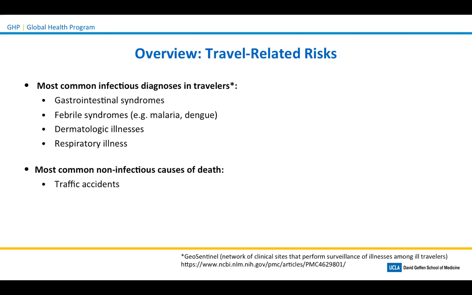Here's an overview of travel-related risks. So the most common infectious diagnoses in travelers are GI syndromes, febrile syndromes, for example, malaria or dengue, dermatologic illnesses, and respiratory illness. The most common non-infectious causes of death include travel accidents, which we will cover later in this presentation.